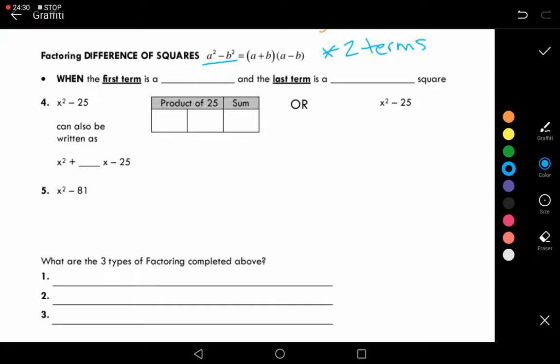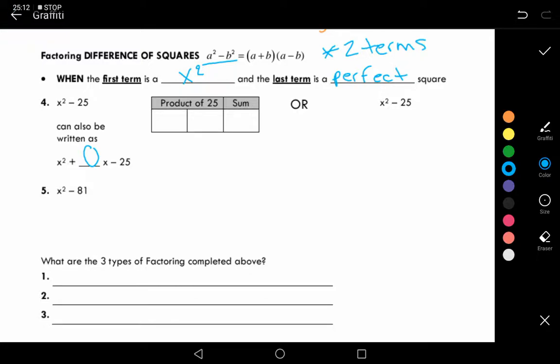It would have been a plus b times a minus b will equal a squared minus b squared, right? But now we're going the opposite way. So we're given a squared minus b squared, and we need to put it into those brackets. When the first term is an x squared, same as before, and the last term is a perfect square, just 2 terms here. Looking at this next example, if we have x squared minus 25, we only have two terms, but if we want, we could write that as x squared plus 0x minus 25.